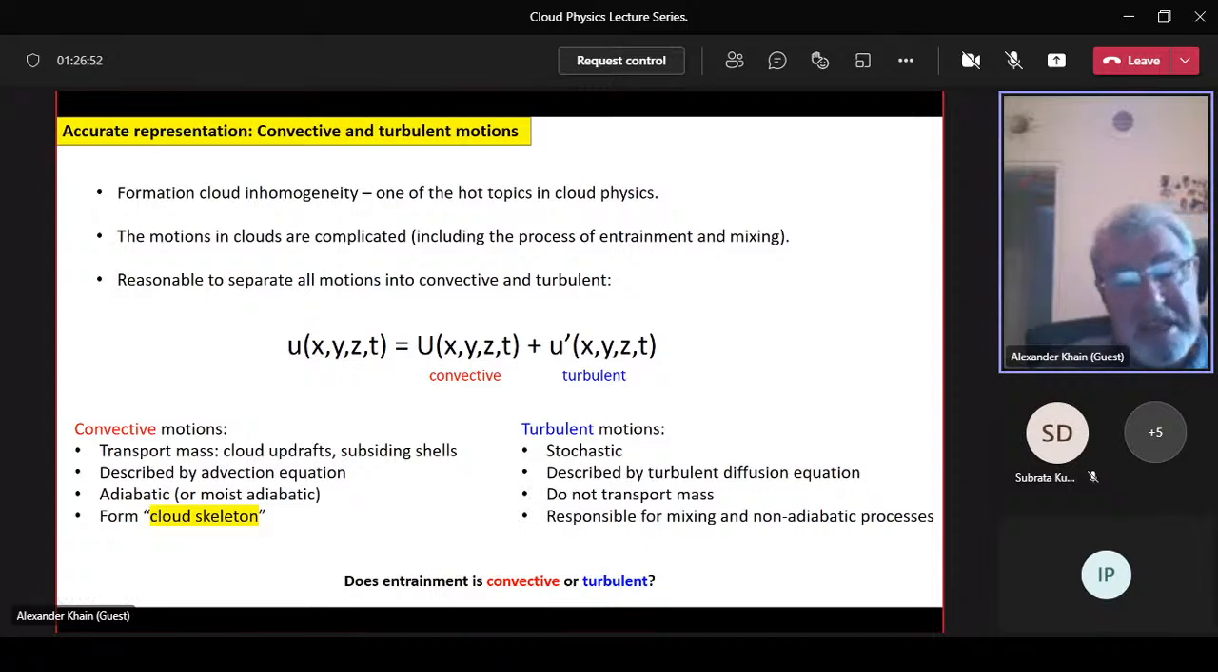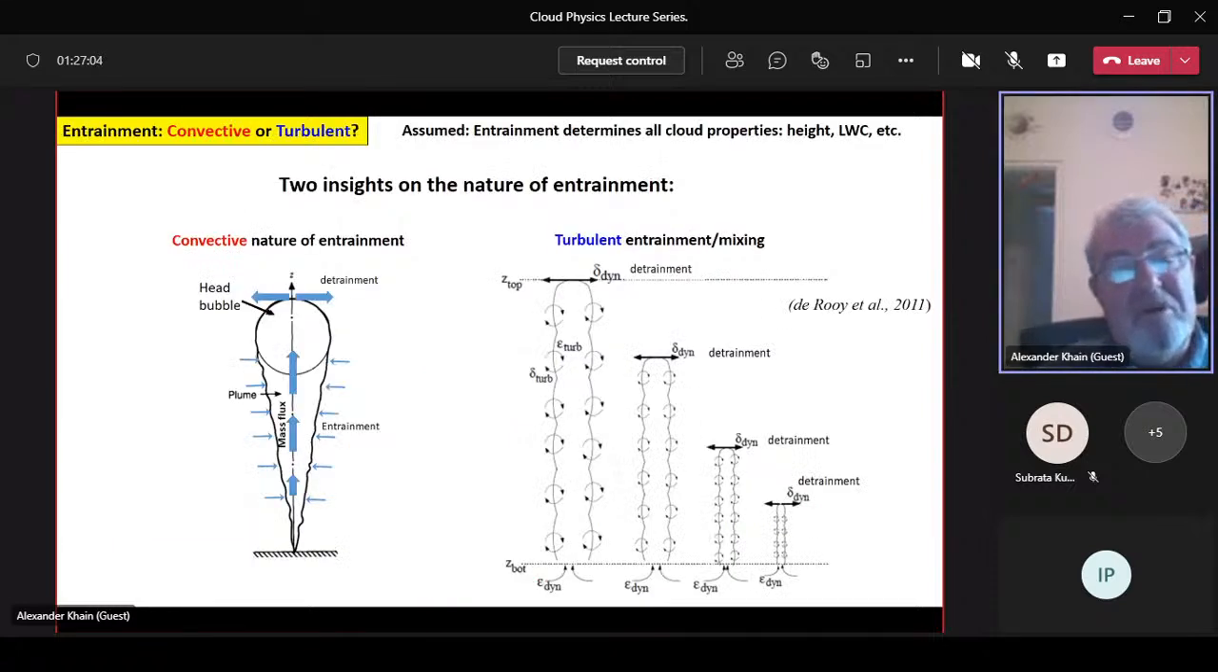So when we talk about entrainment, the question is: is entrainment convective or turbulent? There are two views on the nature of entrainment. The classical approach assumes a convective nature of entrainment, when entrainment increases mass flux, so entrainment advects and transports mass. But there is another view, which assumes a turbulent nature of entrainment, or of the interaction between cloud and environment.